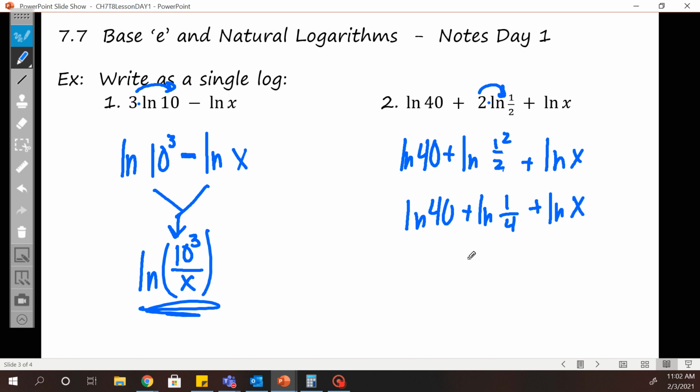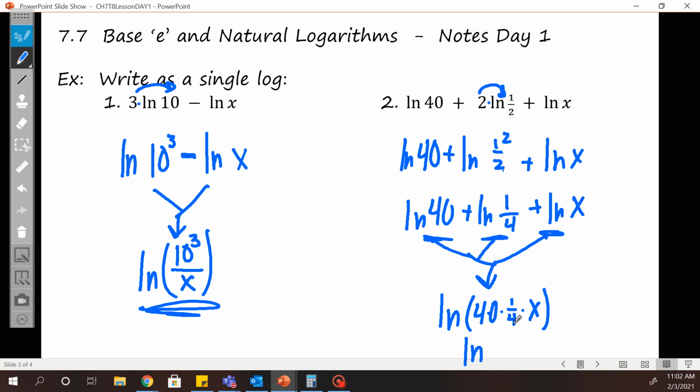Now I can combine these into a single logarithm because they're all being added, which means when I combine them, it can be multiplication. 40 times 1/4 times x. 40 times 1/4 is 10 times x, so that's the natural log of 10x. So we can also use these properties that we learned earlier on a natural log.